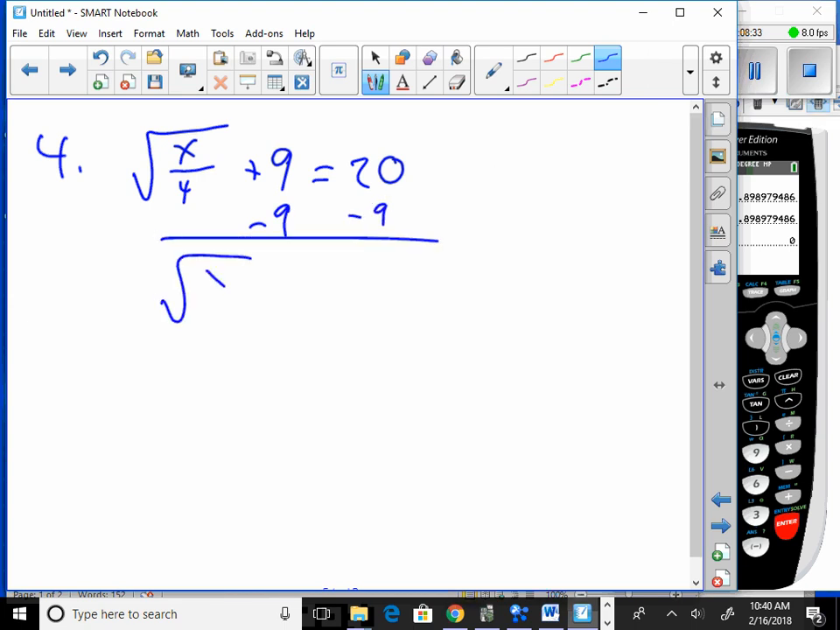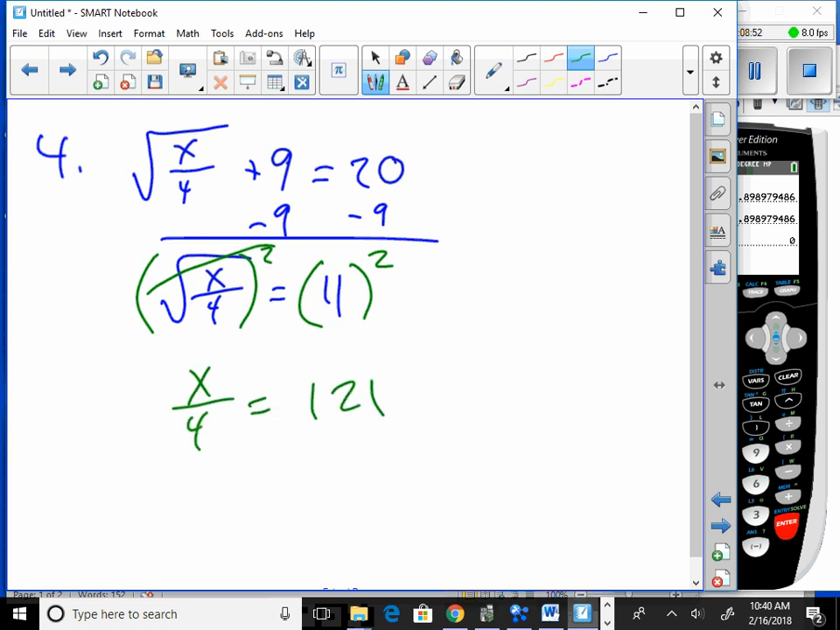So then I get root x over 4 equals 11. Now that the root is completely isolated, I can go through and do the same steps that we did on the previous problem, where we square both sides of the equation. So the square will cancel out the square root, so I get x over 4 equals 11 squared, which is 121.